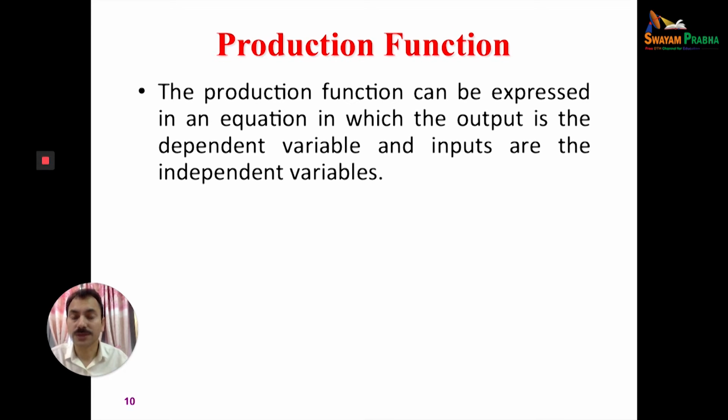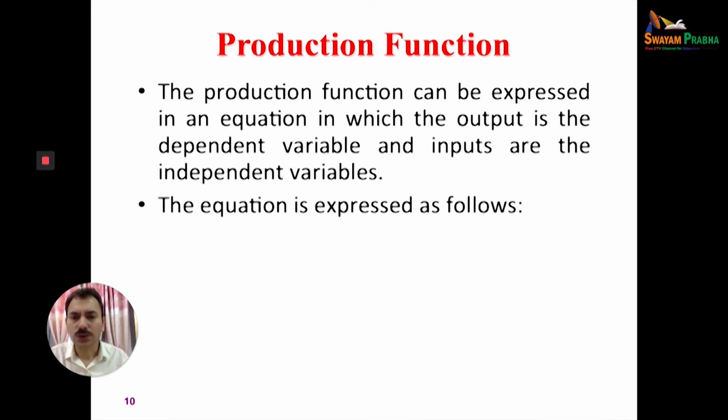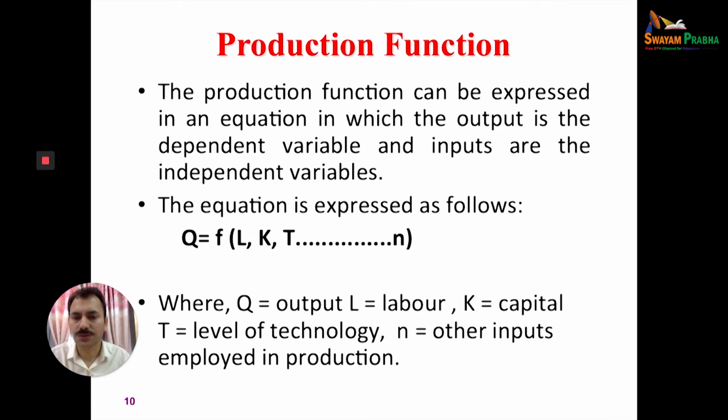Production function can be expressed in a graph, where on the x-axis we have the independent factors labor and capital, and on the y-axis we have the dependent factor, production. Here the equation is expressed as follows. Q is a function of L, K, T and N. Q means quantity, output, L is labor, K is capital, T is level of technology, N is other inputs employed in the production.